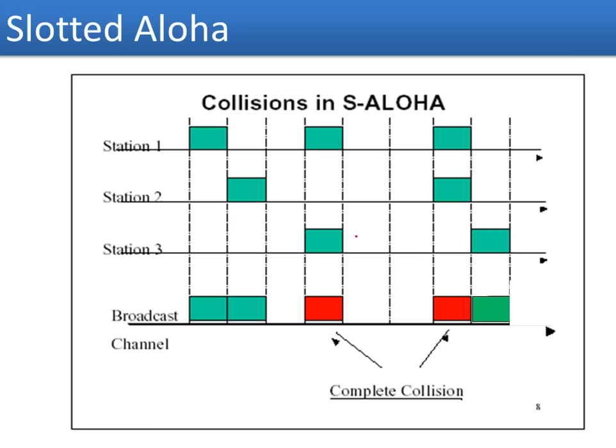And here if you look at the region for collision, there will be a collision when two nodes transmit their frames in the same slot. So let's say station 1 is transmitting in the first slot, 2 is transmitting in the second, and third, and station 1 is again transmitting its second frame in the fourth slot, and 3 is transmitting its first frame in this slot. So this will result in a collision. Here also, if you can see, two frames are transmitted in the same slot, so this will again be a collision.